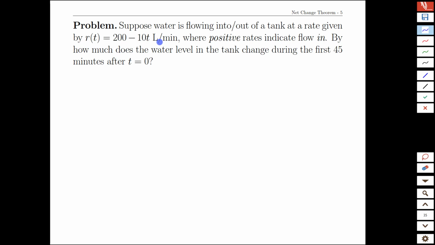Let's go back to a little more physics model here. Suppose water is flowing into or out of a tank at a rate given by this, where positive rates indicate flow in. That's going to be relevant. By how much does the water level in the tank change during the first 45 minutes? Well, what we notice right off the bat is that this is a rate of change. It's a rate of volume change.